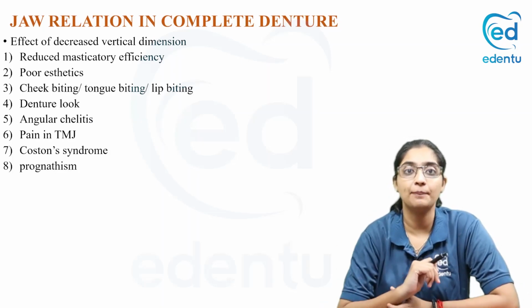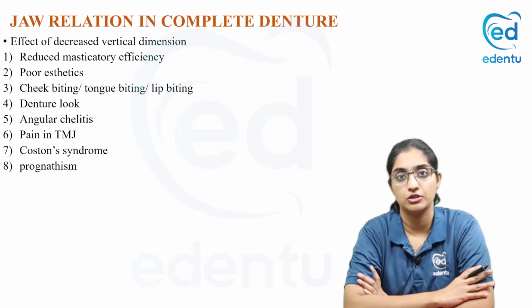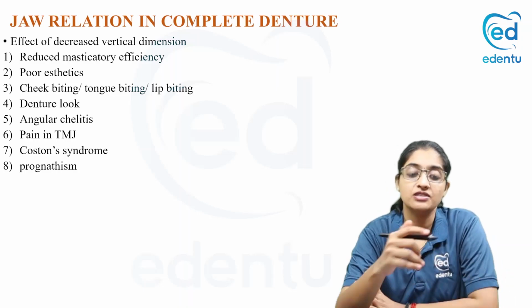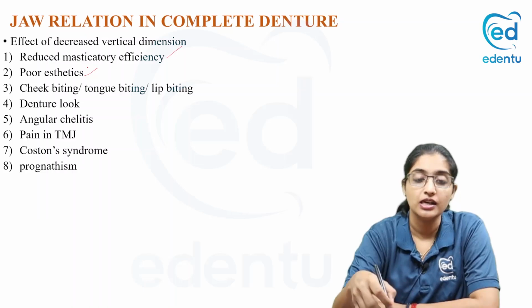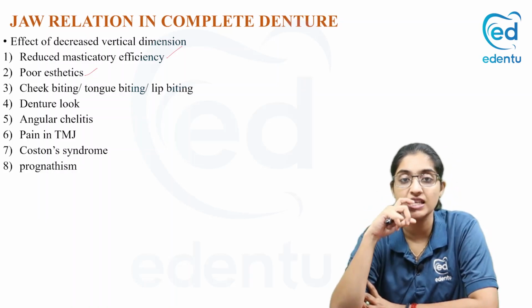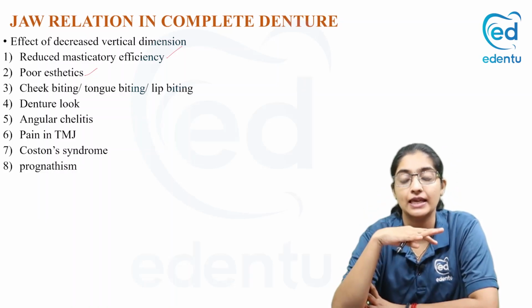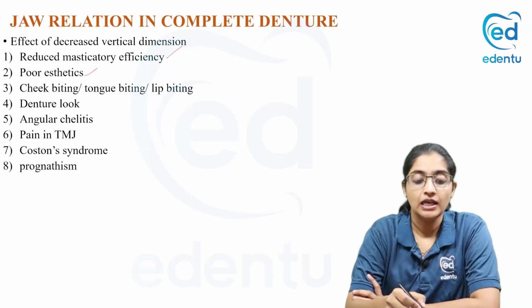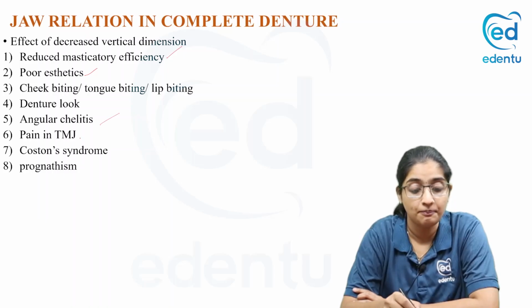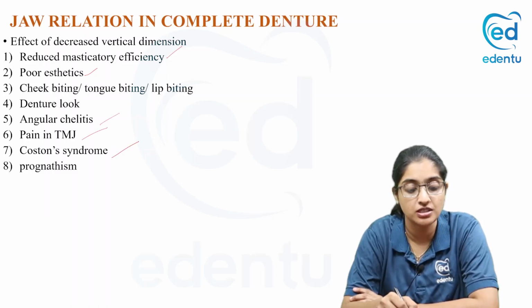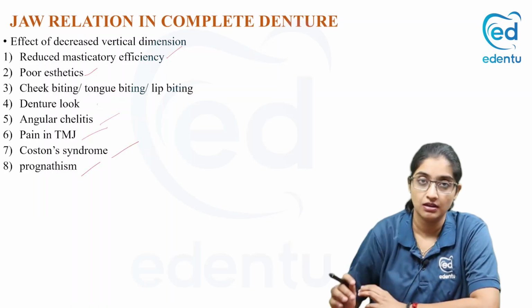Straight opposite, what happens when you have a reduced vertical dimension? There is reduced masticatory efficiency, poor aesthetics, cheek biting, tongue biting, lip biting, because the lip will get entrapped in between. It will look like you have placed a denture. You can have angular cheilitis, pain in the TMJ, you have Costen's syndrome, and prognathism is evidently shown.